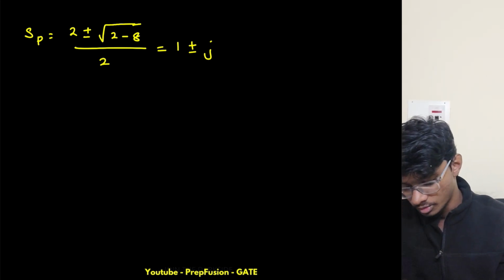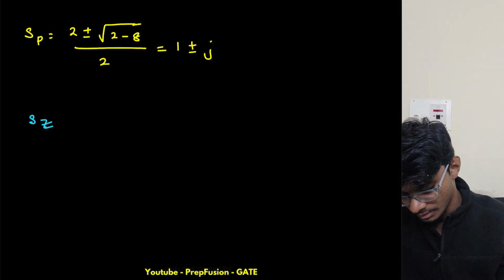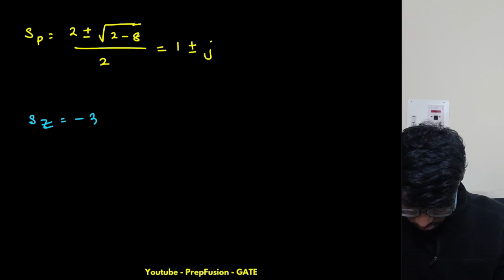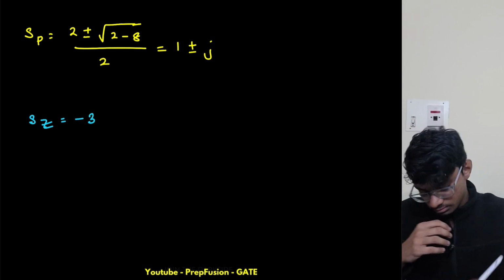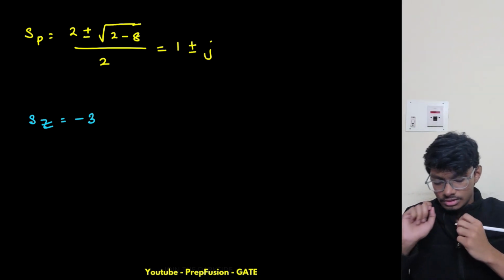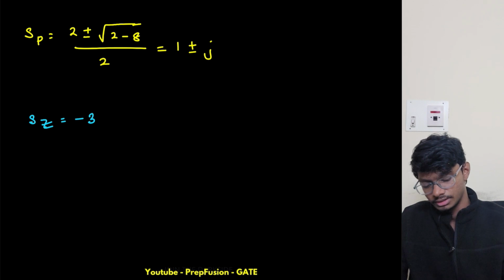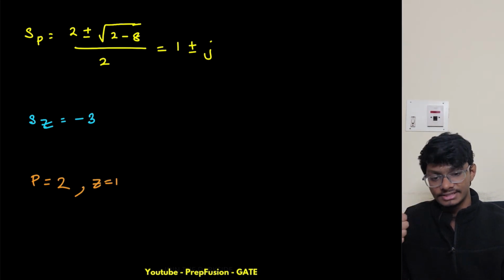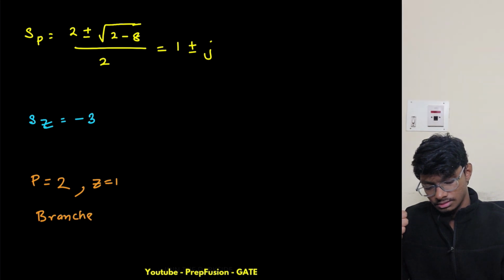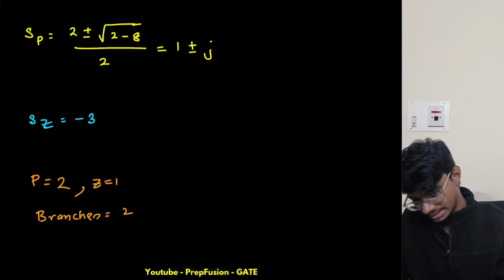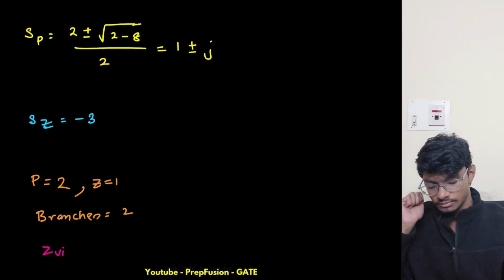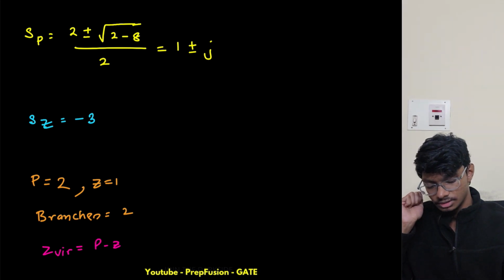Now where are my open loop zeros? It is s equals minus 3. So here is my open loop zero. I have two poles and one zero, so my branches will be 2 itself. I will have 2 root locus branches, and the number of asymptotes, or virtual zeros, will be p minus z, which equals 1 itself.